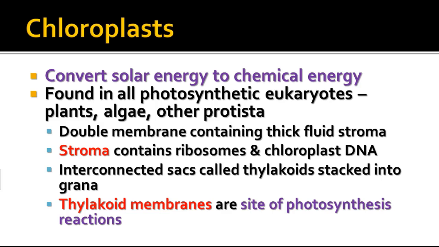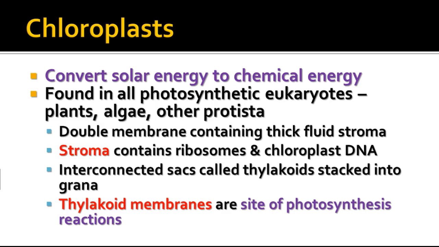Another organelle involved in energy production is the chloroplast. Chloroplasts are found in plant cells and algae cells, and they are involved in converting solar energy to chemical energy. They can use the energy of sunlight to change carbon dioxide and water into sugars that can then be stored as starches for cells to use later on. You find chloroplasts in all photosynthetic eukaryotes, including plants and algae, and there are some other protista as well as other algae that contain chloroplasts.